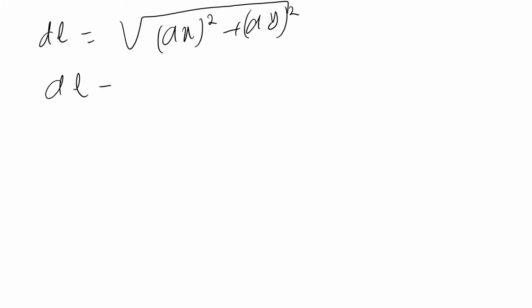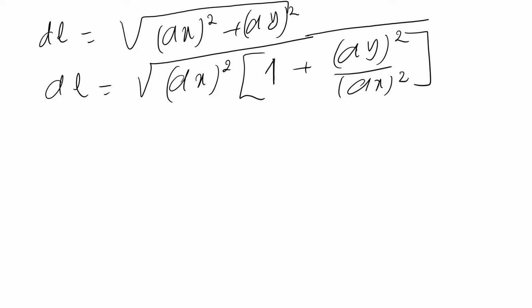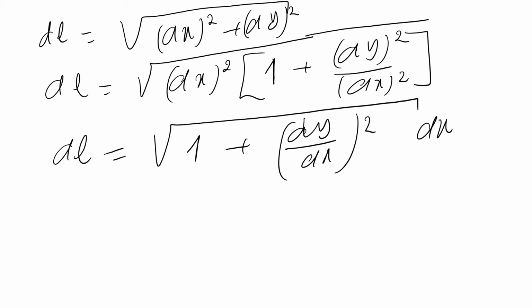So ds is equal to the square root of, let's take (dx) squared out of the bracket, 1 plus (dy) squared over (dx) squared. The square root of (dx) squared is dx, so ds will be equal to the square root of 1 plus (dy/dx) squared, times dx. So this is the arc length for a small part within the interval from a to b.